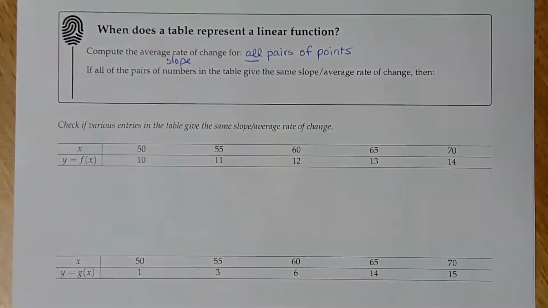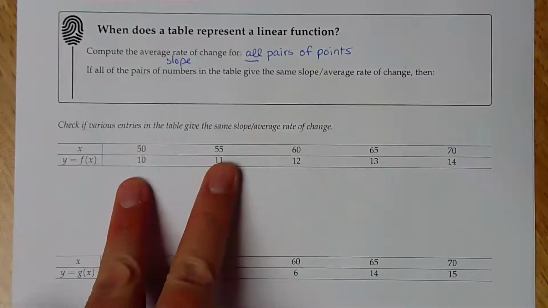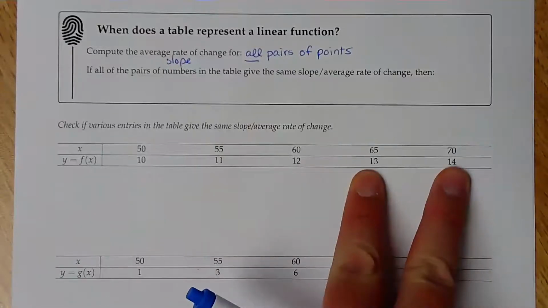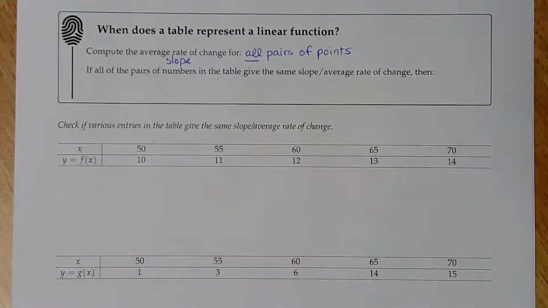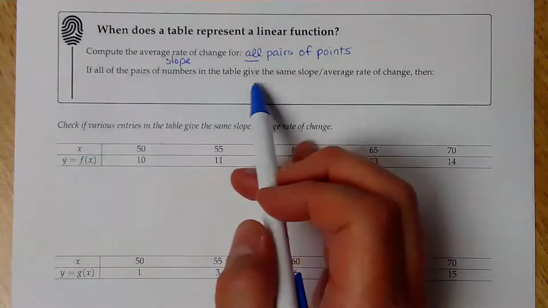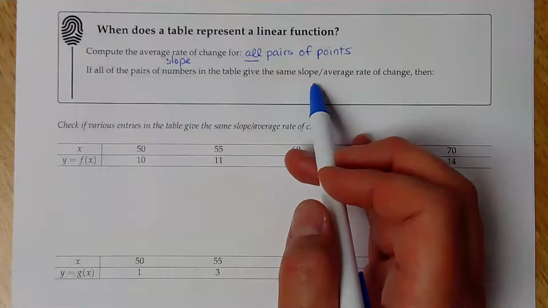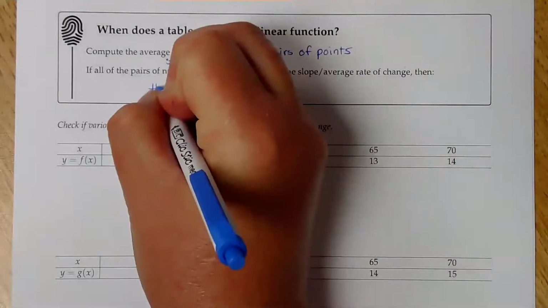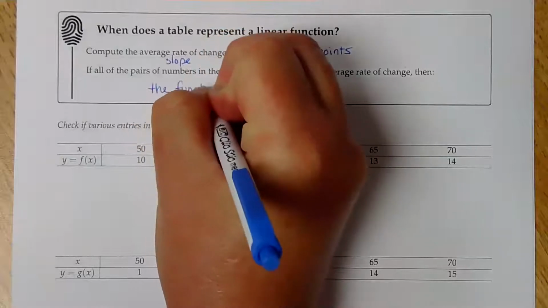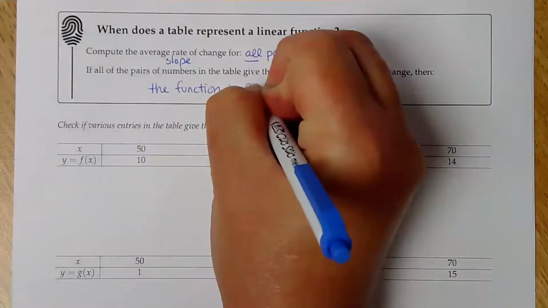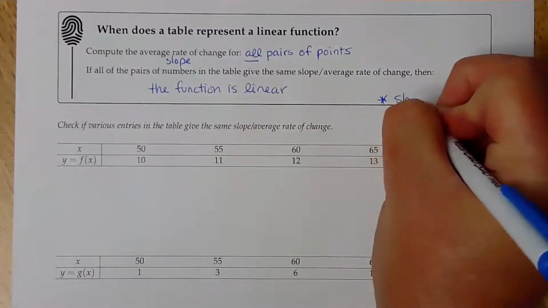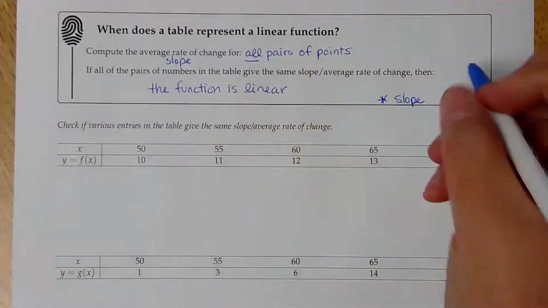If we look at this example down here, we would find the slope for these 2 points, these 2 points, these 2 points, and these 2 points. So you have to do a couple of calculations there. If all of the pairs of numbers in the table give you the same slope or average rate of change, then the function is linear, because the slope of a linear function or a line is constant.